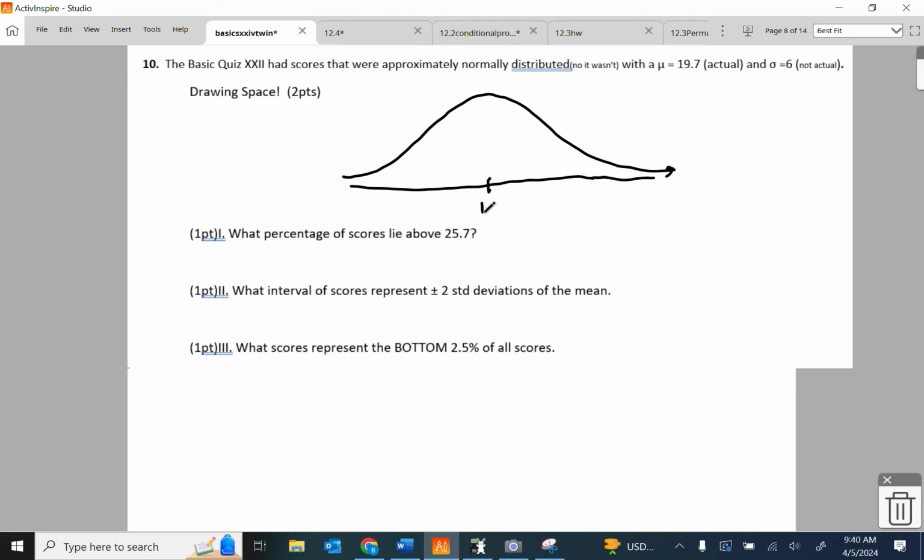Anyways, you have your drawing space, 19.7 in the middle. Each of those are going to be 34% of the graph. If we add 6, we're at 25.7. If we add 6 again, we're going to be at what, 31.7? That seems right. And if we add 6 again, we're going to be at 37.7, which is more points than the whole thing had. Interesting. This is 13.5, and that is 2.35, and that is 0.15.